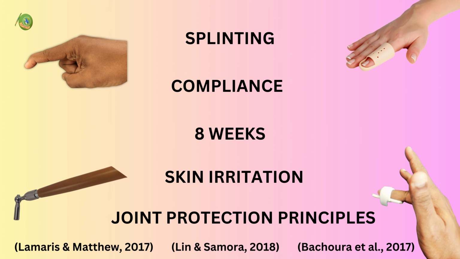For splinting to work, the patient must be compliant. Splint use must be consistent throughout the day and night up to 8 weeks, and regular follow-up is essential to adjust the splint, take care of skin problems, and if needed, change the splint to another type. Joint protection principles must be observed meticulously by the patient. Continuation of splinting is sometimes advised even after 8 weeks, specifically during sleep and manual work until full recovery.